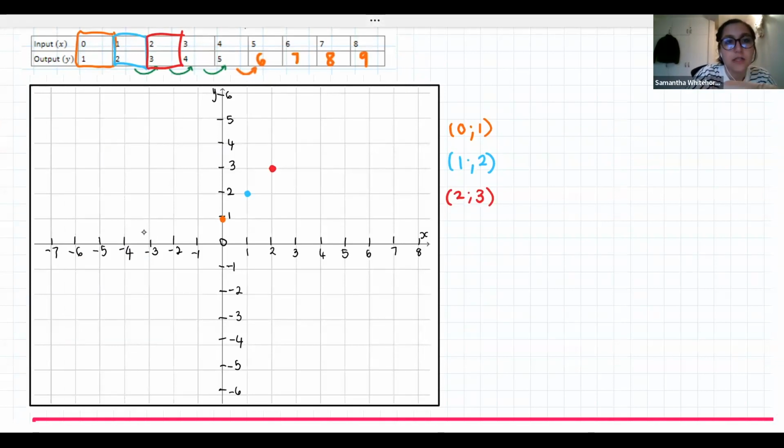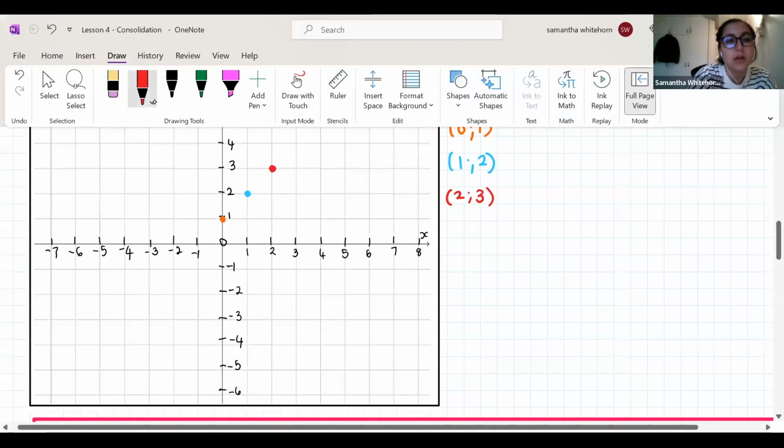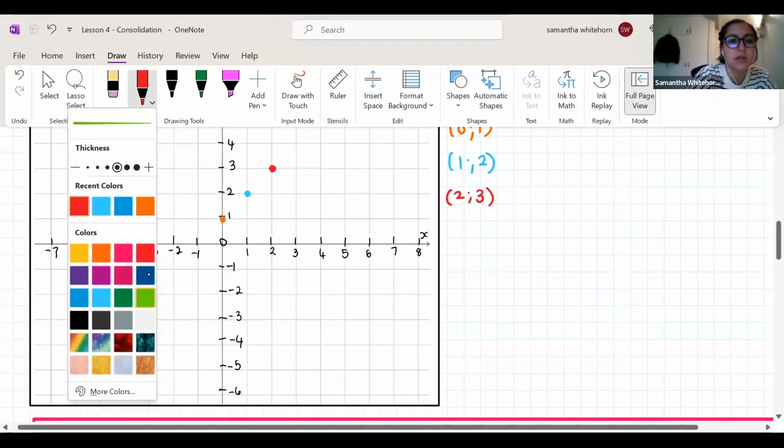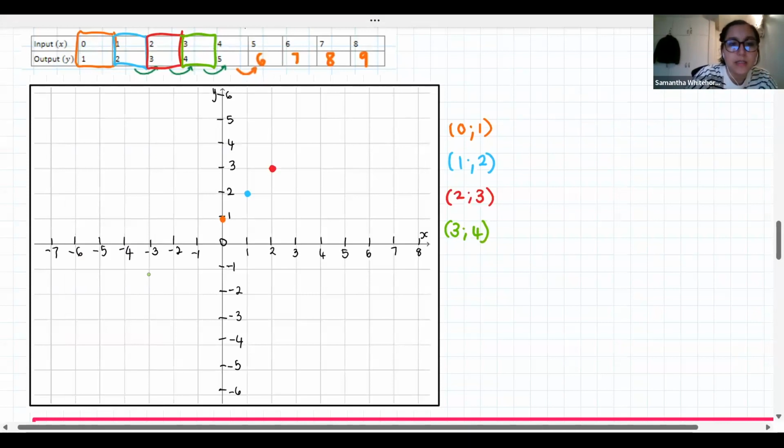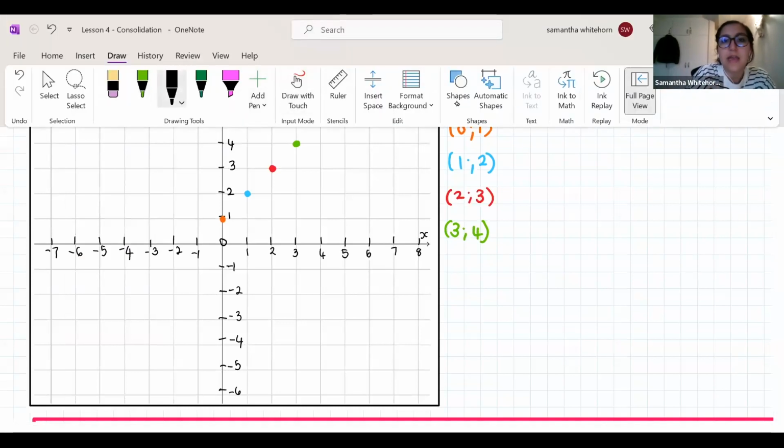Now, guys, you don't have to keep going. I'm going to do one more, but I'm starting to see the shape of my graph, so I don't need to do an excessive amount. My last one that I'm going to plot is the coordinate 3, 4. So I go to where x is 3, I go up to where y is 4, and I plot my point. And so what I see now is this general shape of my graph.